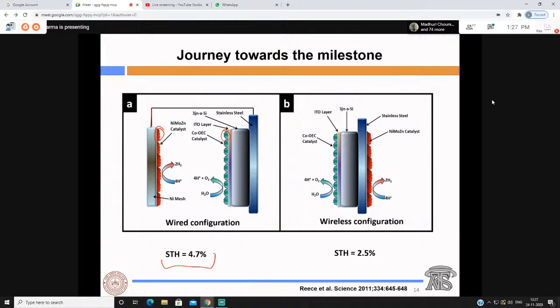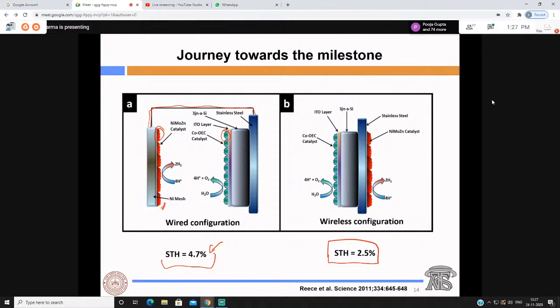He also proposed another configuration of the same system where there is no wire connected. It's a wireless mode, where he directly deposited the oxygen evolution catalyst at the back surface of the current collector. It's a general intuition that since we have removed the external wire, the distances are lesser. Yet the STH efficiency is lesser than in the previous case. Why is it so?